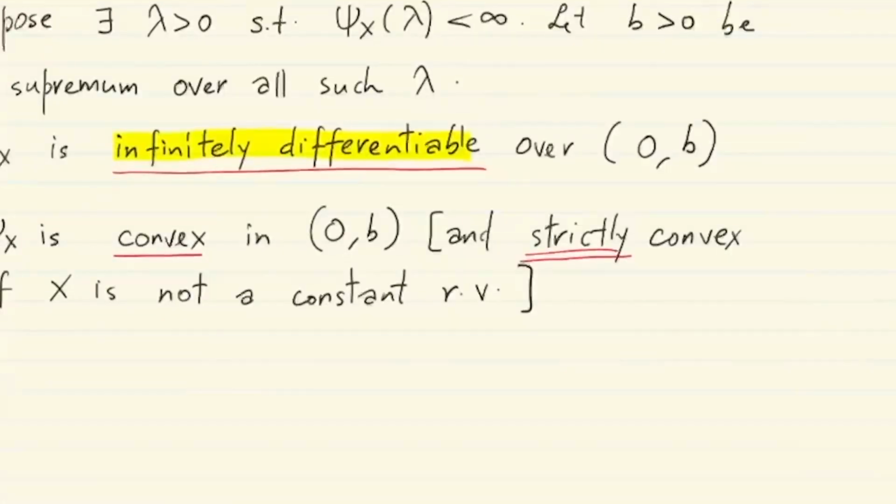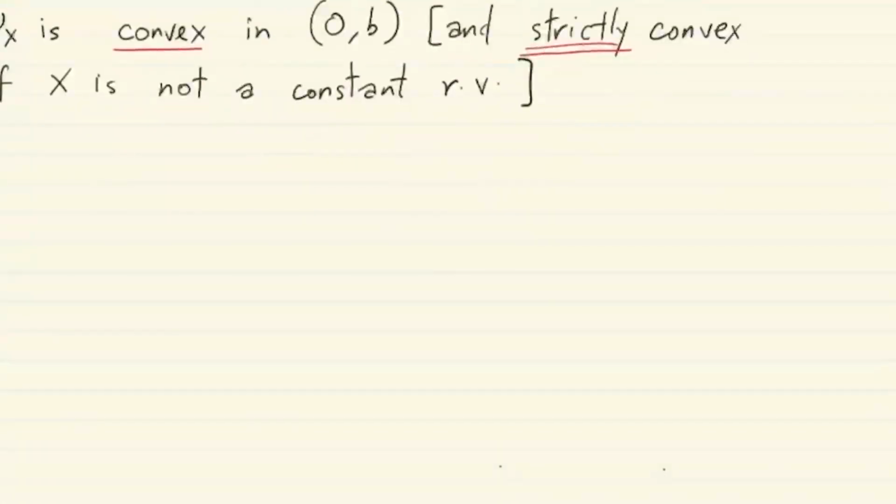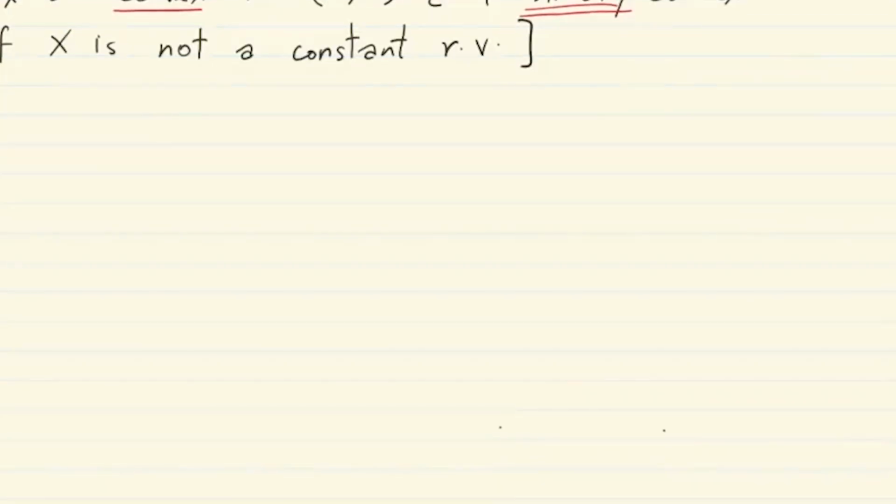The last property is that Cx is actually a convex function in 0 to b. Okay, so Cx is always a convex function, and in fact it is strictly convex if x is not a constant random variable. So if x is anything other than a trivial or an unchanging random variable, then you get a strictly convex function Cx. Okay, so why is this? Let's quickly show why this convexity property holds.